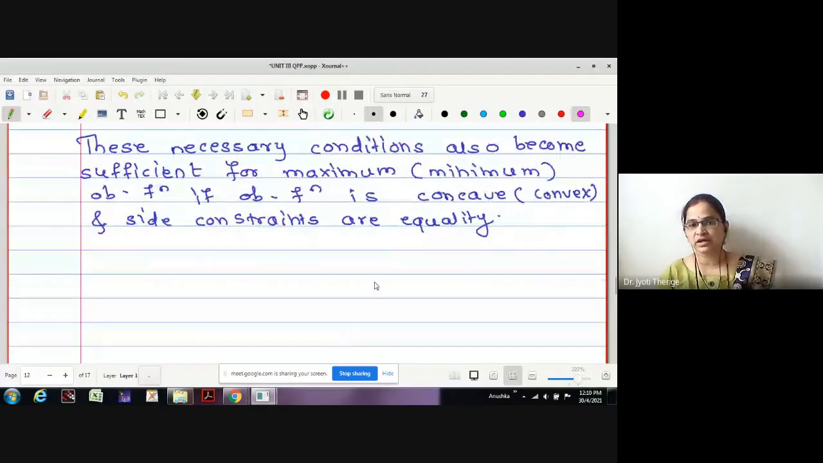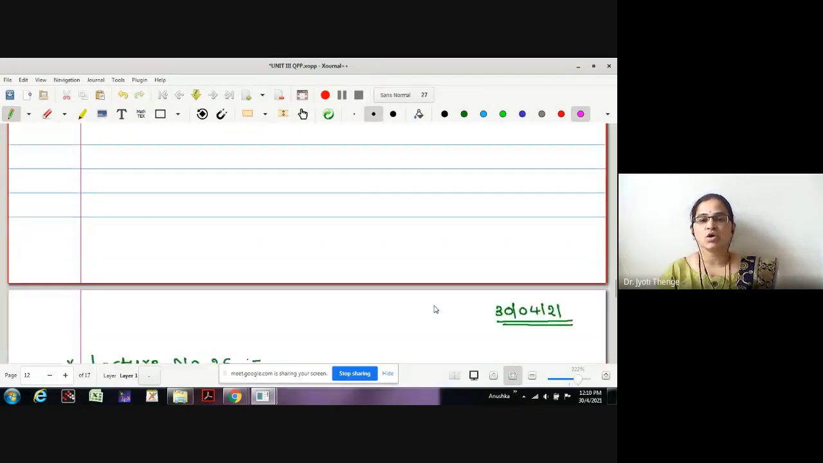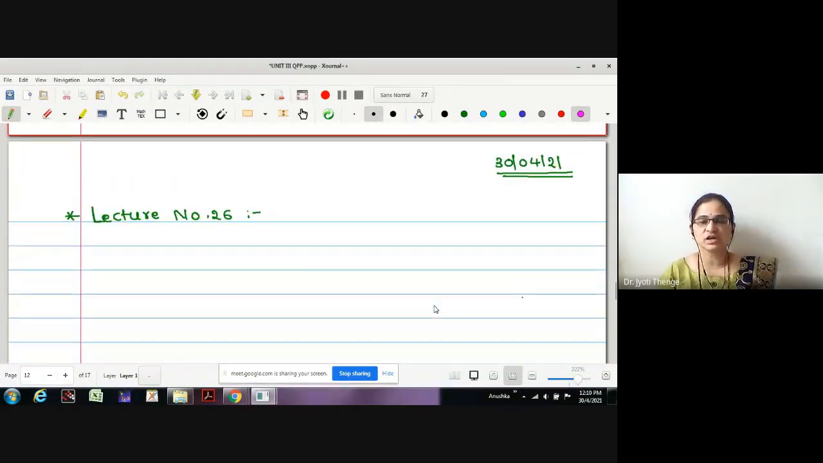And these necessary conditions become sufficient for the maximum of the objective function if the objective function is concave, and for the minimum it becomes sufficient if the objective function is convex. Now, in today's lecture, we are going to use this Lagrange's method of multipliers for forming the necessary conditions for the quadratic programming problem.